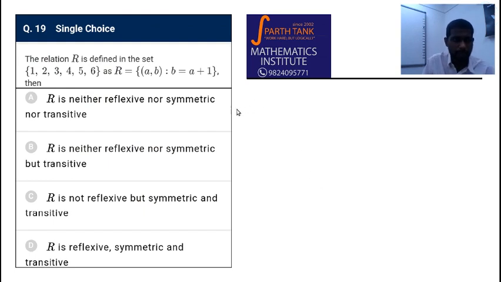Question number 19. The relation R defined in the set 1, 2, 5, 6 is a and b are related if b is equal to a plus 1. So we have to check whether it is reflexive, symmetric, all that. Now if you see a related to b if b is equal to a plus 1. Now can a be related to a? That would mean a is equal to a plus 1, which is a contradiction. No. So it is not reflexive.